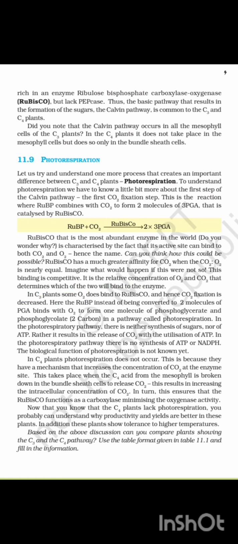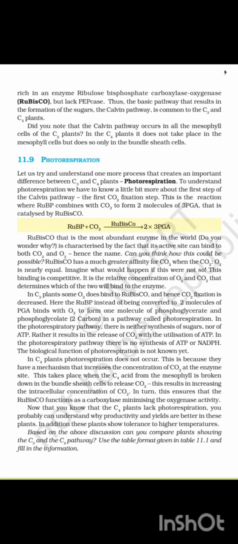In C3 plants, some oxygen does bind to Rubisco, hence carbon dioxide fixation decreases. Here the RuBP, instead of being converted to two molecules of PGA, binds with oxygen to form one molecule of phosphoglycerate and one molecule of phosphoglycolate, in a pathway called photorespiration. In the photorespiration pathway, there is neither synthesis of sugar nor of ATP. Rather, it results in the release of carbon dioxide with the utilization of ATP. In the photorespiratory pathway, there is no synthesis of ATP or NADPH. The biological function of photorespiration is not known yet.